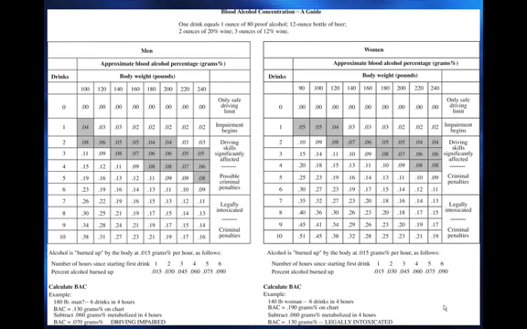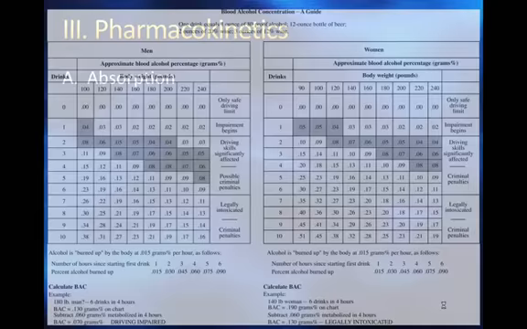You can see on this chart 1 drink for someone who is my weight would be 0.02%, 2 drinks would be 0.04, so I could have about 4 drinks before I hit the legal limit. I don't think I would ever drive after drinking that many, but women, of course, have much lower tolerances, and that has to do with the metabolic enzymes in the GI tract.